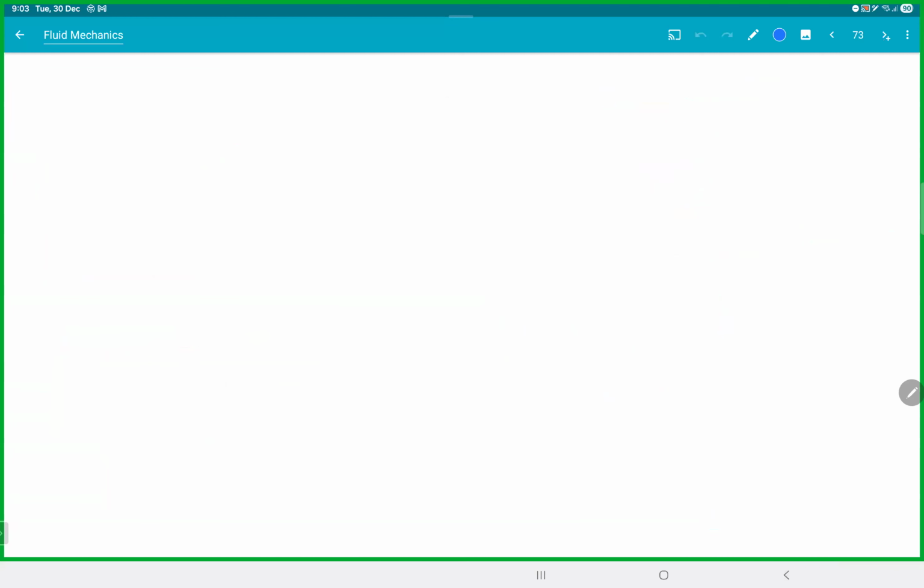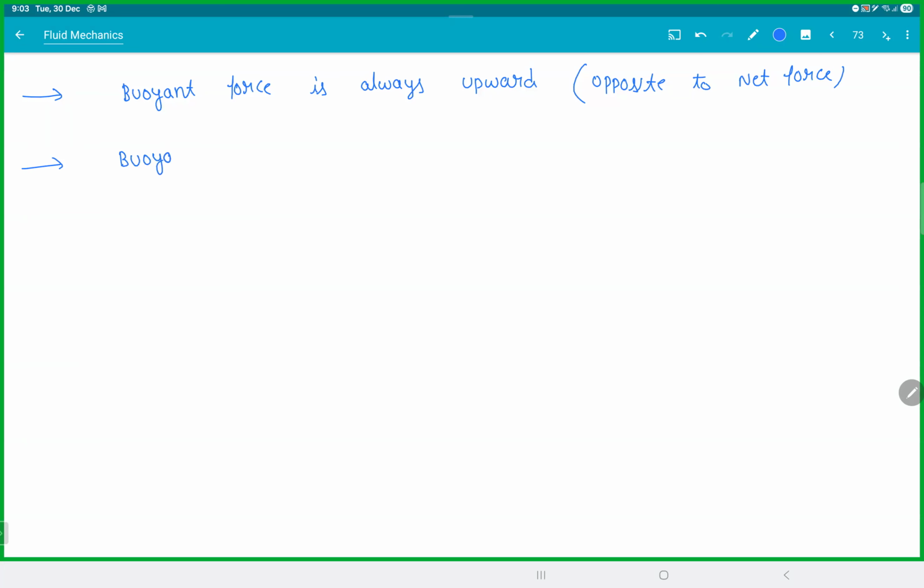A few properties of this. Understand here, buoyant force is always upward. Again, remember what is up and down? Opposite to net force. Now, where does this buoyant force exactly act? The buoyant force acts on the center of mass of the liquid displaced.